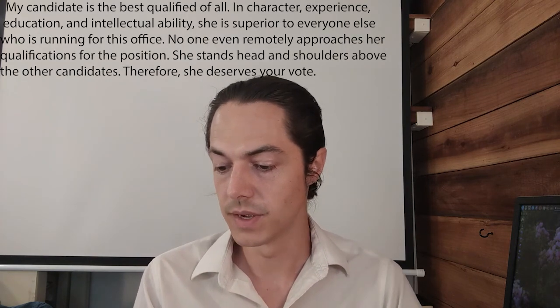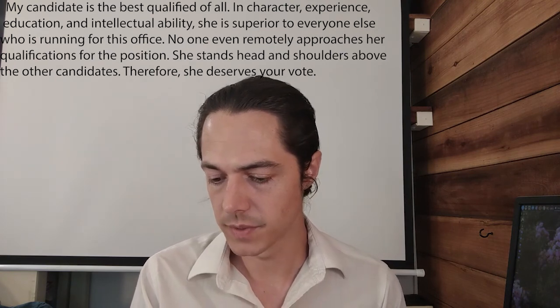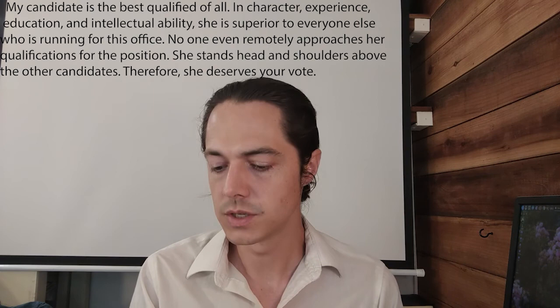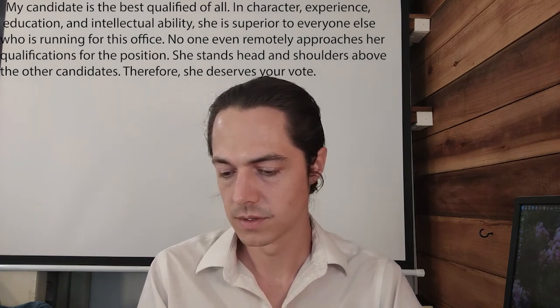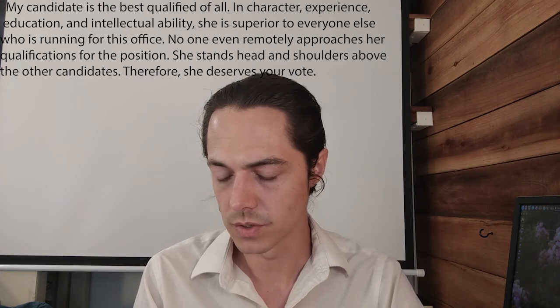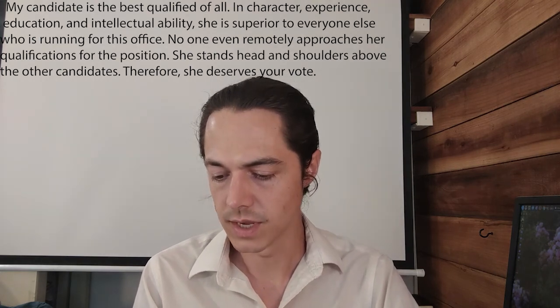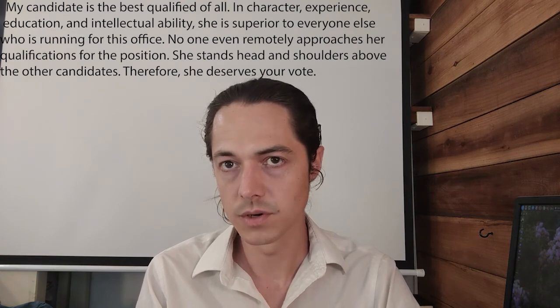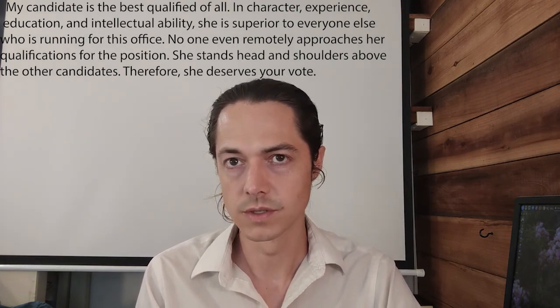Circular reasoning is where you give no distinct reasons to support your claims. You basically just circle back around to the way that it was proposed. Just like rephrasing and restating the position statement. Here's an example. My candidate is the best qualified of all. In character, experience, education, and intellectual ability, she is superior to everyone else who is running for office. No one even remotely approaches her qualifications for the position. She stands head and shoulders above the other candidates. Therefore, she deserves your vote. So there's a clear position, but where are the reasons?